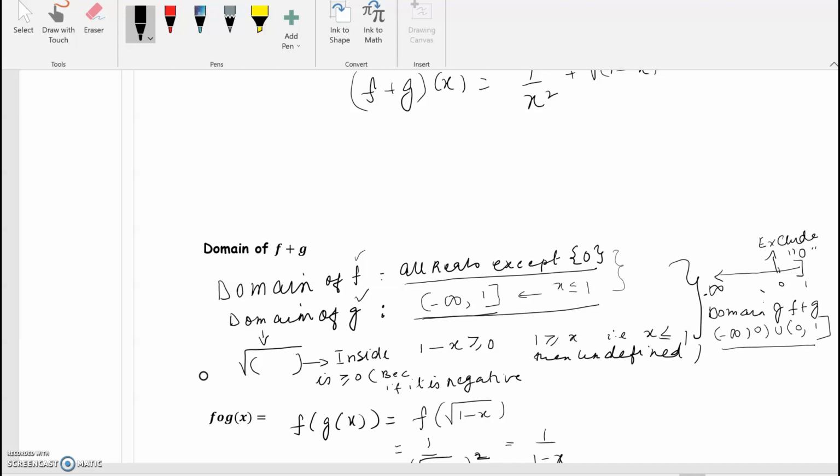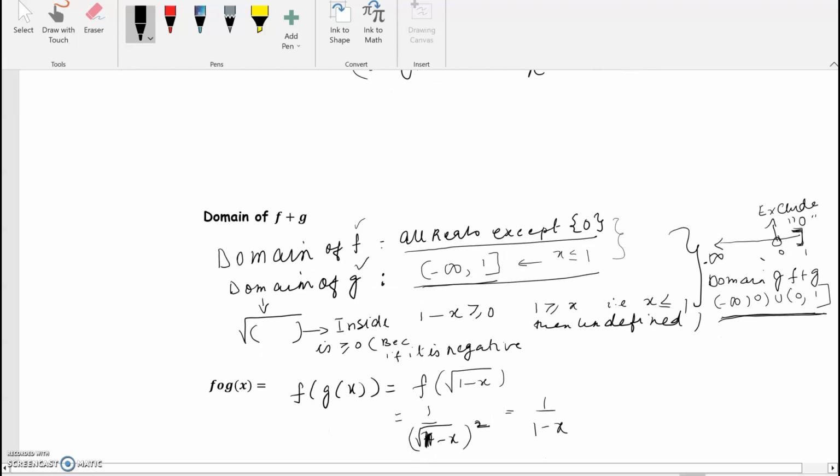Because remember the logic of the domain. Both the functions have to be defined at these numbers. So that's why we have not included any number. So we started with negative infinity to 1, right? So we know that in this interval, both f and g are defined except at 0, and that's why we took this interval and excluded 0 from it to get the domain of our function.